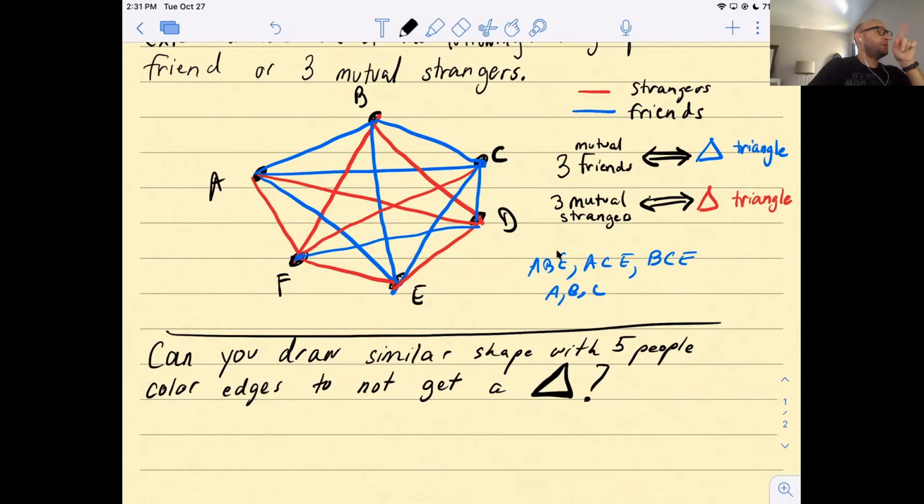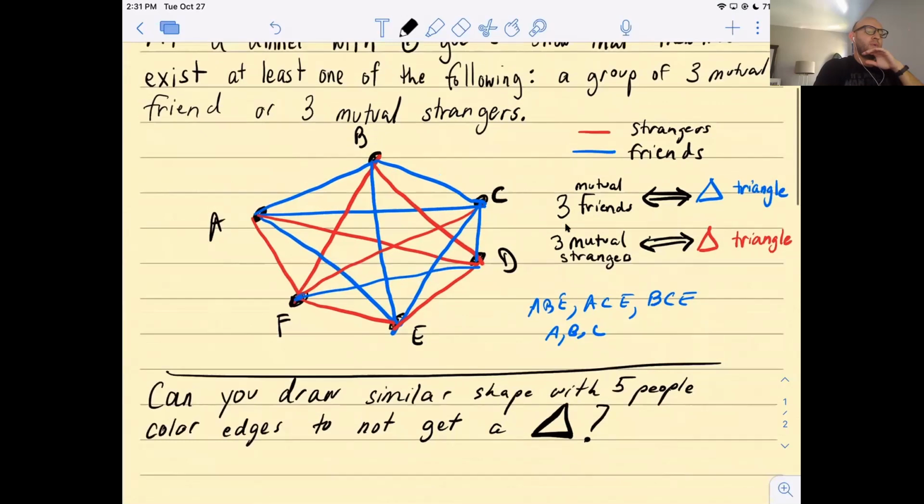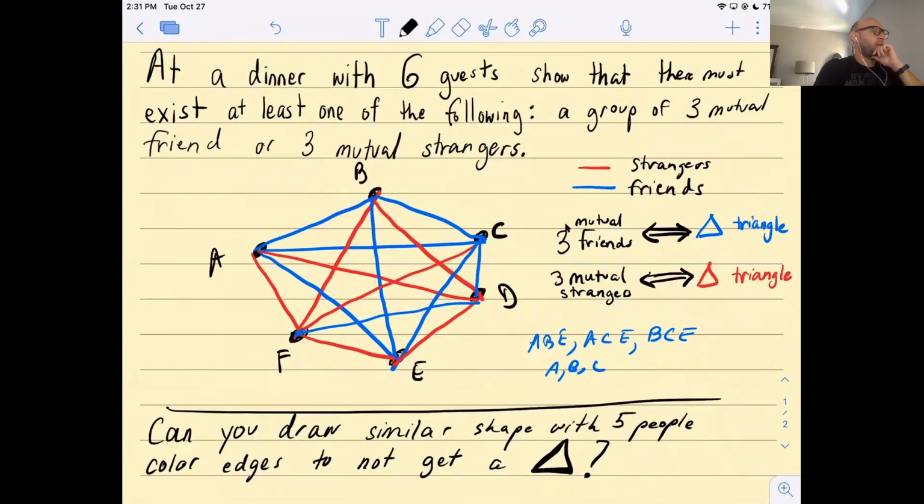What we just did is we went over the extra credit problem, and we didn't quite finish it yet. But just showing you some of these ideas: when we talked about 3 mutual friends, what that meant was 3 people who all know each other. So if you have Alice, Bob, Cindy, Alice knows Bob, Bob knows Cindy, and Cindy knows Alice. So that's 3 mutual friends and 3 mutual strangers.